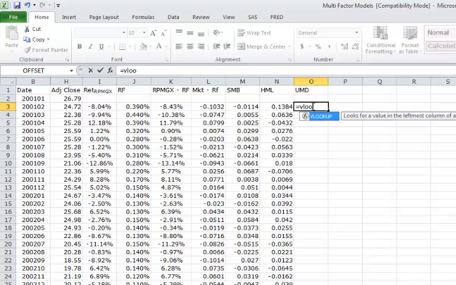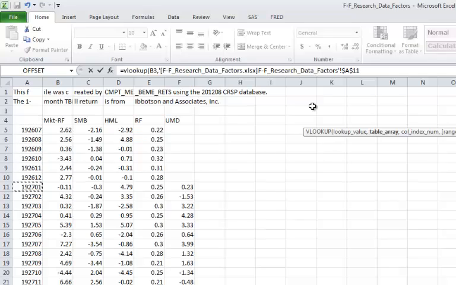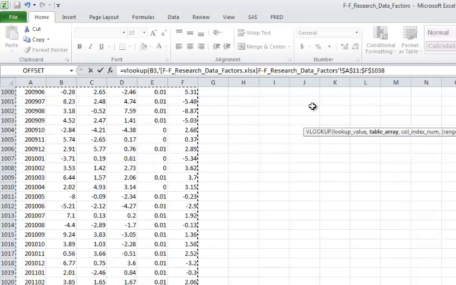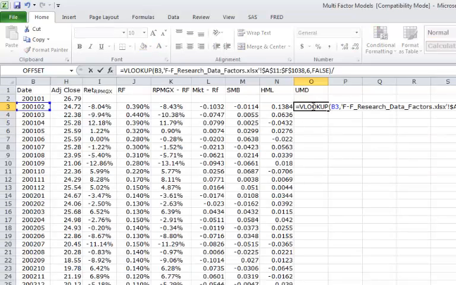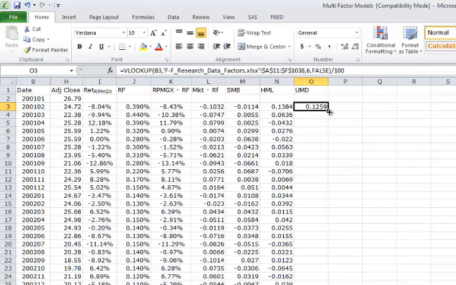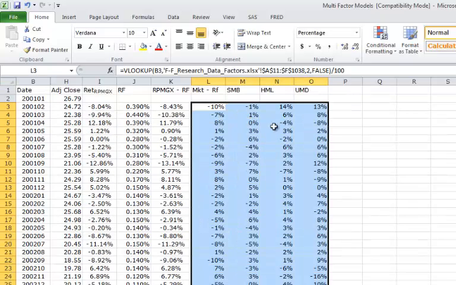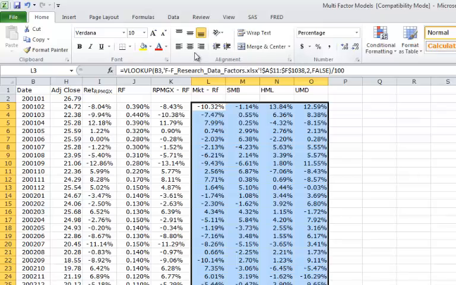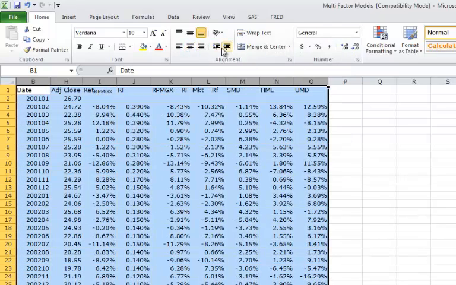And then for UMD, VLOOKUP again, this date over here. And this time we're going to want the sixth column. And lastly, divide by 100 and send it on down the line. And then we just need to format that right as percent. Give it a couple decimals, center it. Would be helpful if we centered all of this.